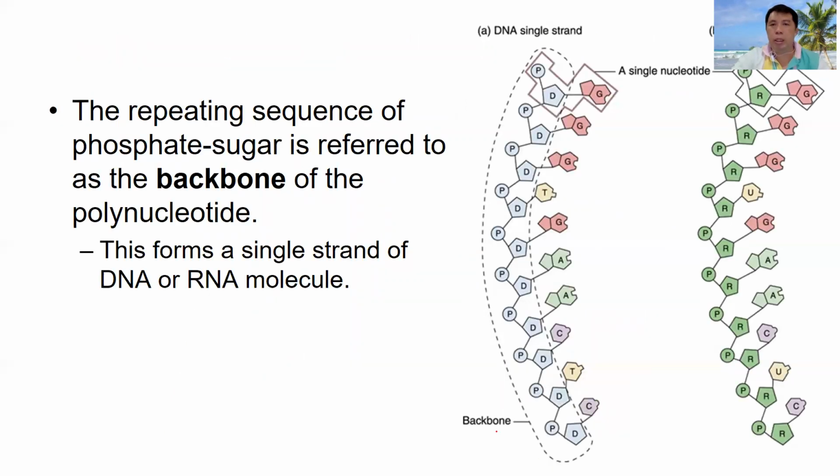Then from here you see this is a DNA single strand, and this one is called the phosphate sugar backbone, because they have the same, and the difference is that the nitrogenous bases are different. The same goes for the RNA. This one is the phosphate sugar backbone.